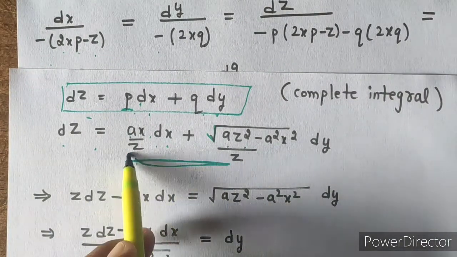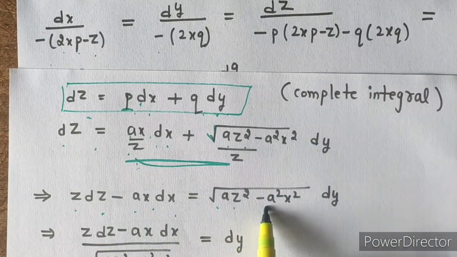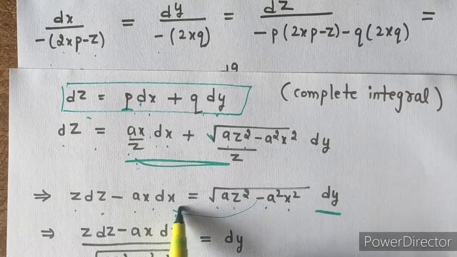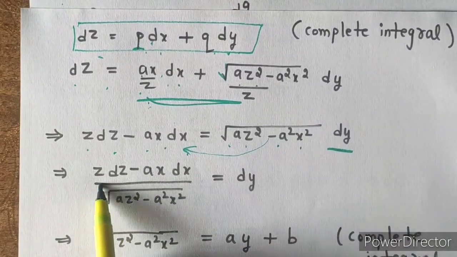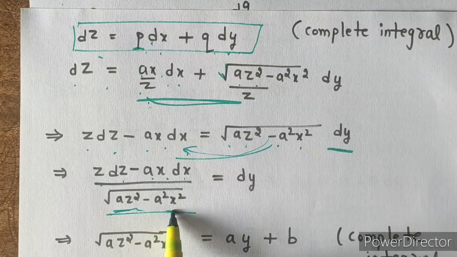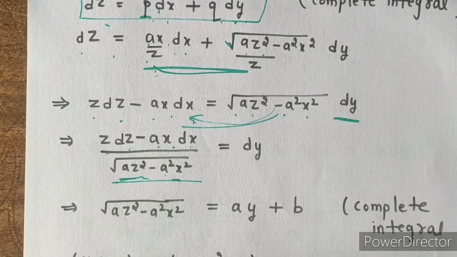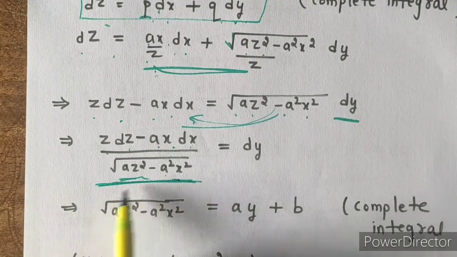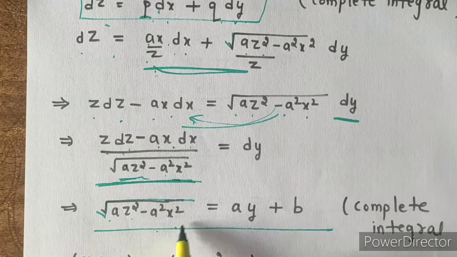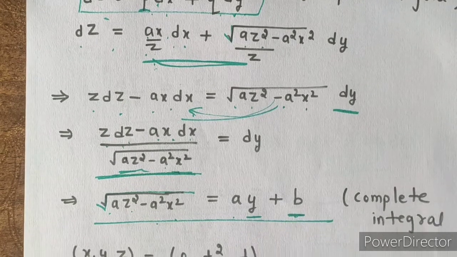After taking the LCM, z dz minus ax dx is equal to (a z square minus a square x square) dy. So z dz minus ax dx divided by (a z square minus a square x square) is equal to dy. Then integrate this. This becomes square root of (a z square minus a square x square) is equal to a y plus constant b.